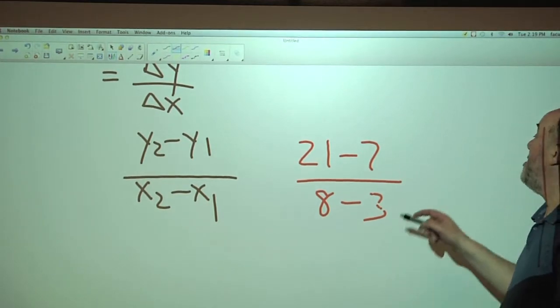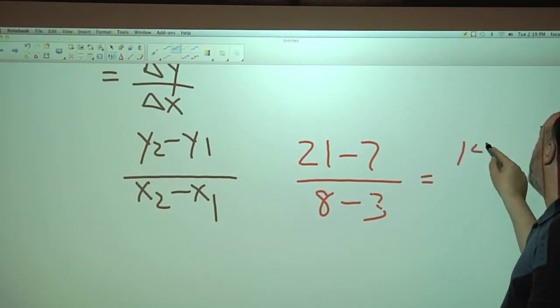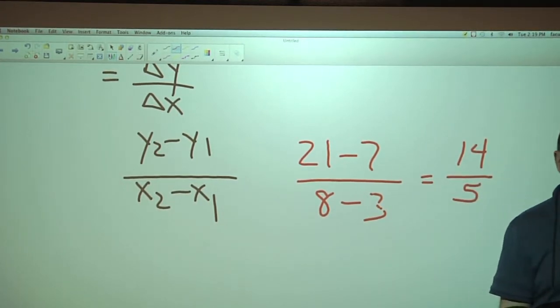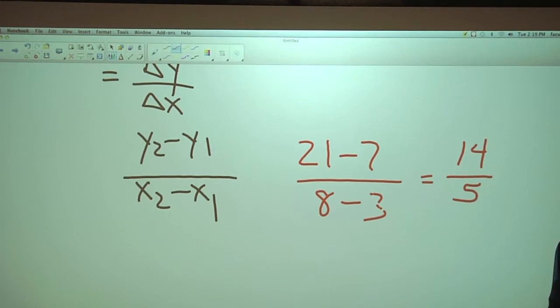21 minus 7 is going to give me 14, and this will be 5. Right? And generally, in terms of slope, you would leave it in terms of an improper fraction. So if I plug the numbers in the opposite way, I get exactly the same answer. Either way you do it.